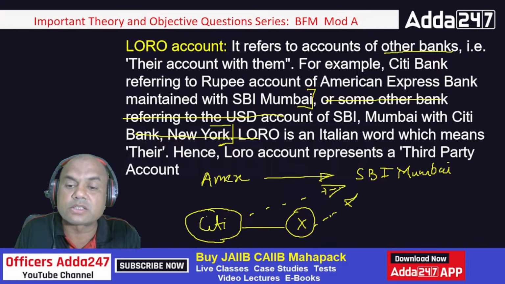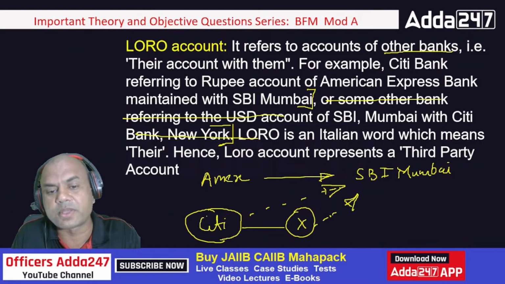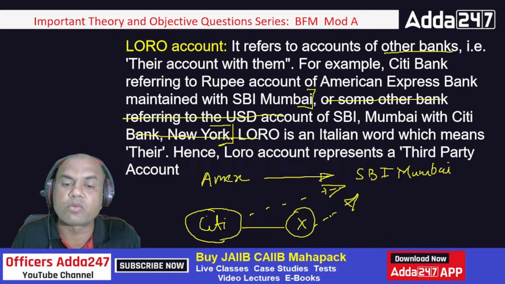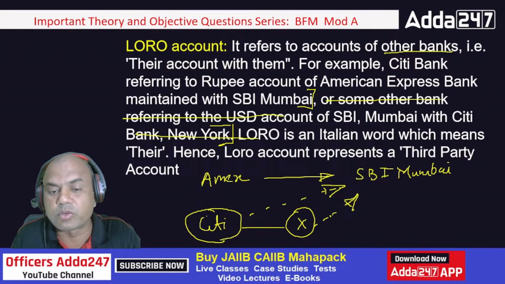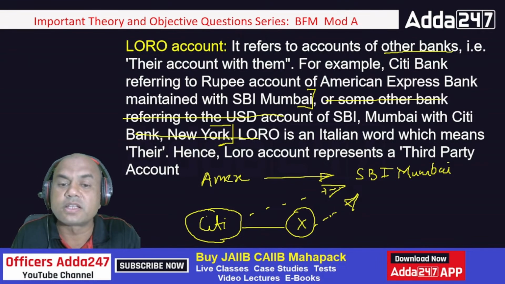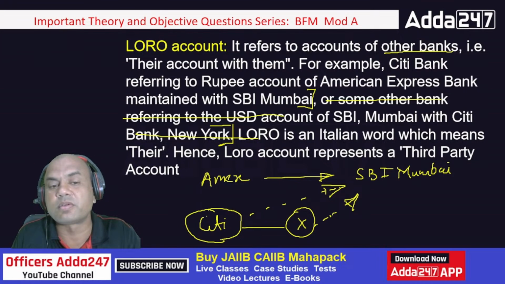So this is known as Loro. In Loro, what happens here? Citibank is telling me. Are we involved anywhere over here? No. We don't have an account with American Express, and we don't have an account with SBI Mumbai either. So it is a third party account system we are mentioning. Their account with them.